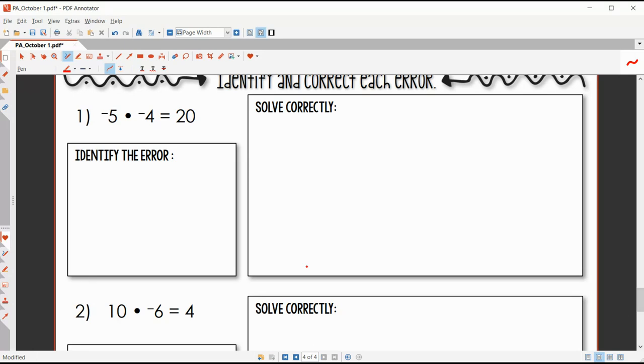Okay, students, hopefully you tried those on your own. Let's look at what we have. Number 1 says negative 5 times negative 4. So a negative times a negative equals a positive. So that looks correct to me. Negative 5 times negative 4 is correct.